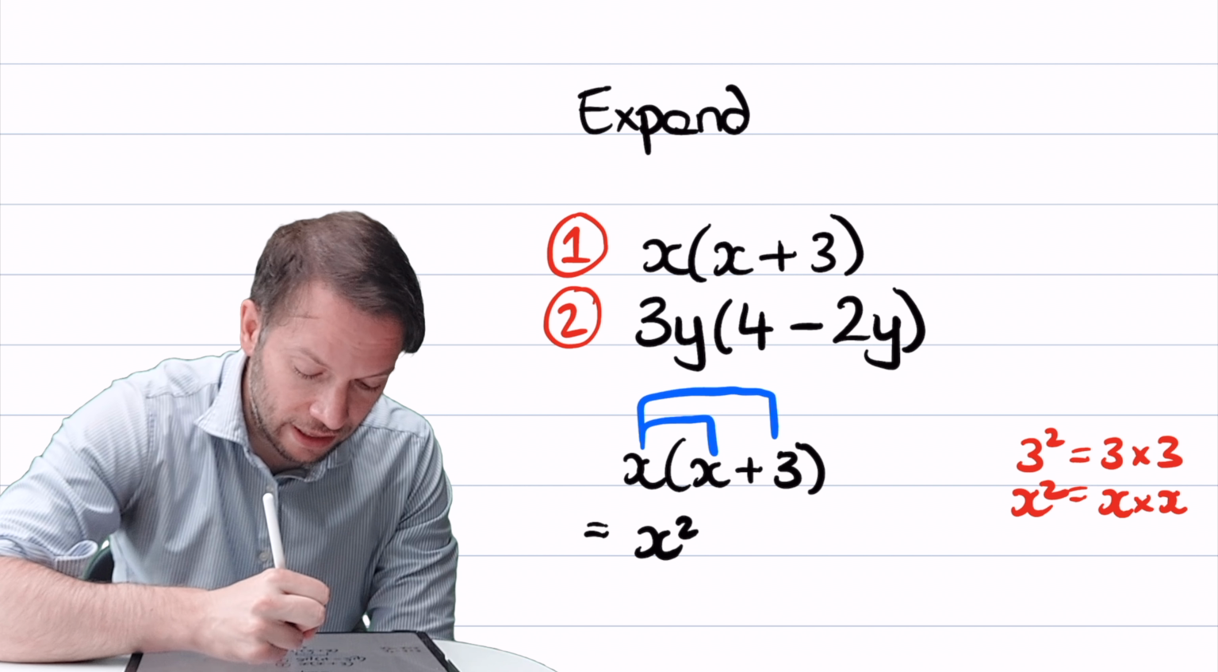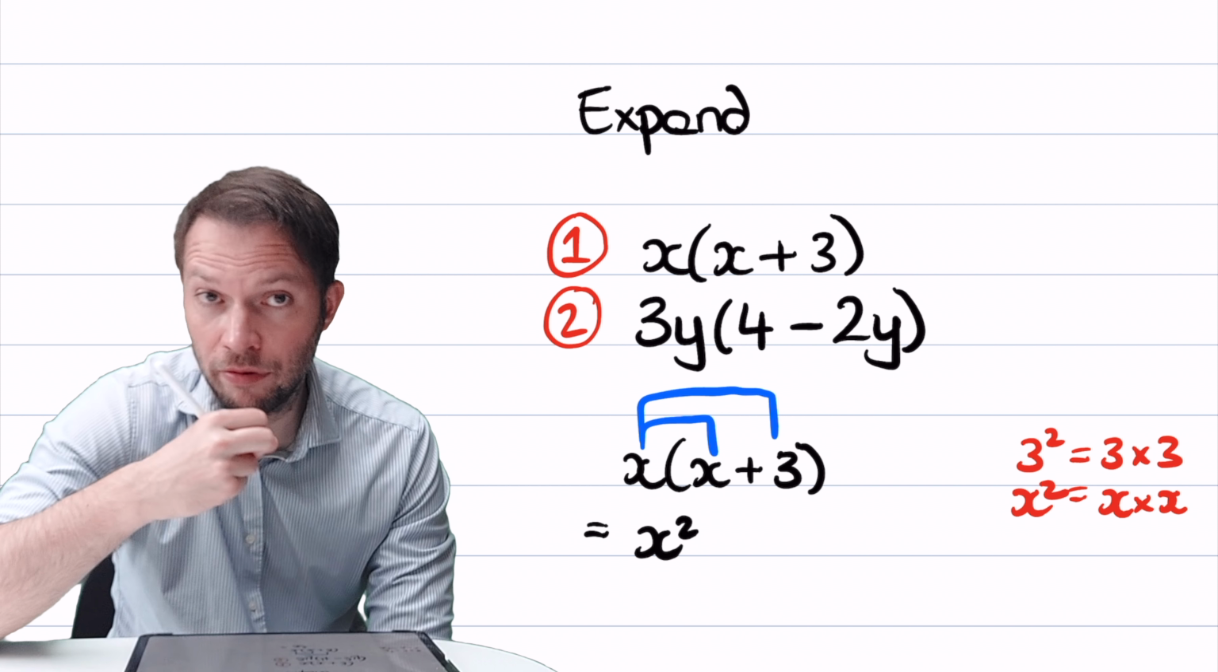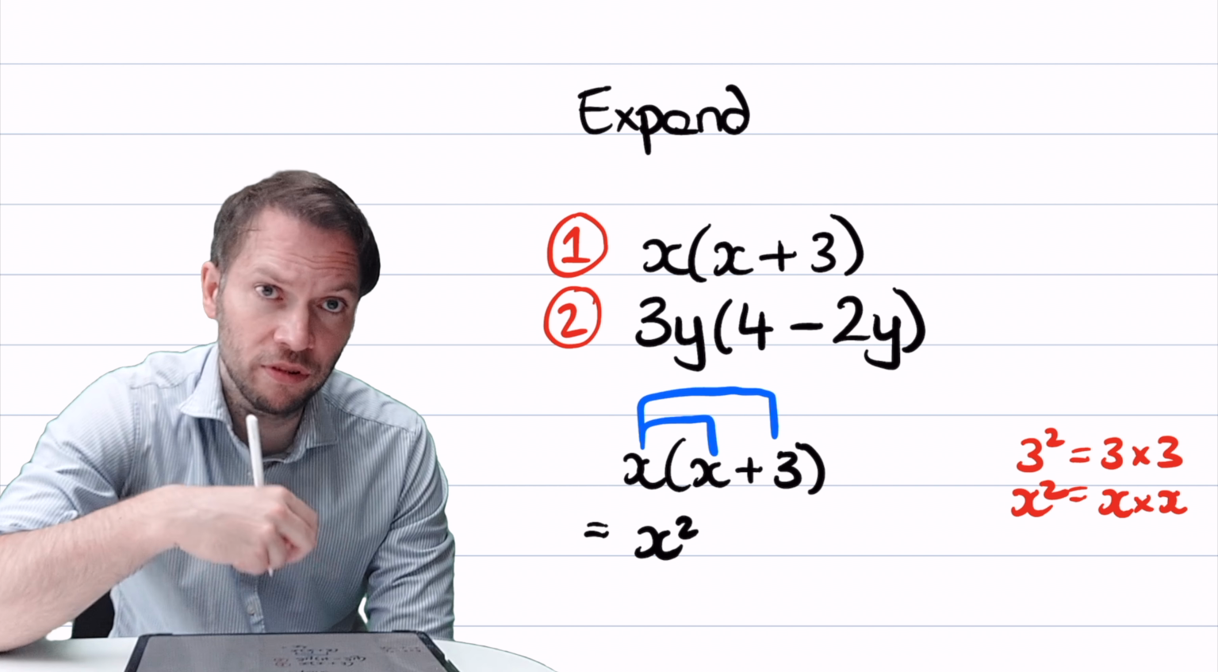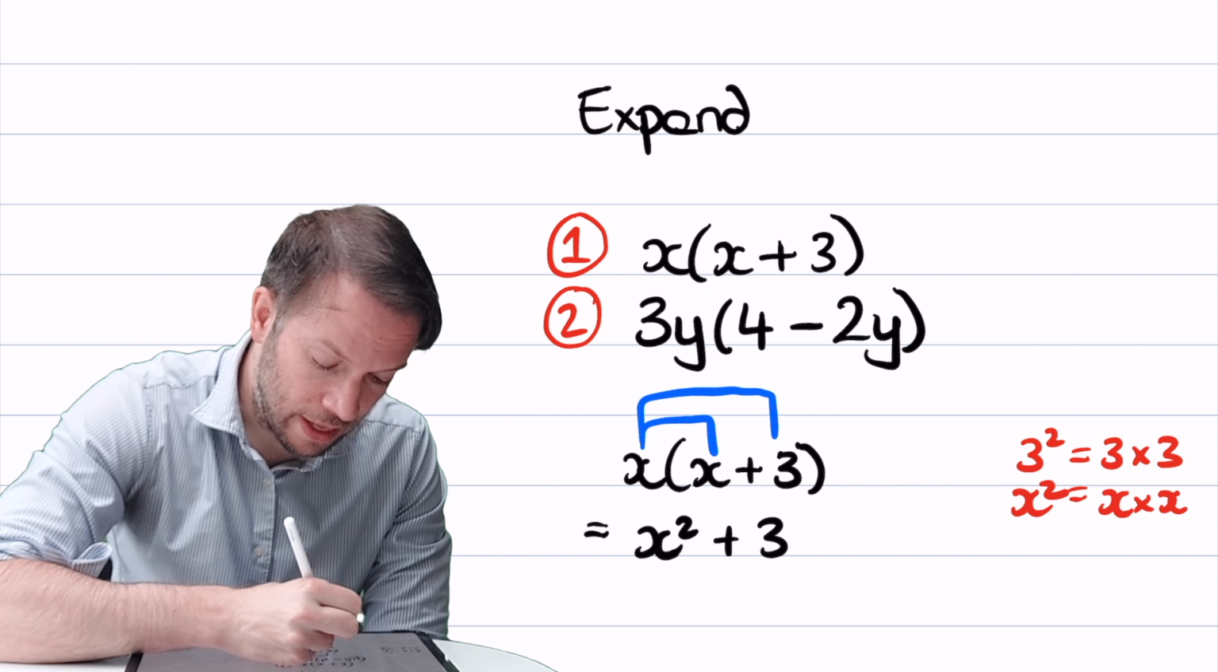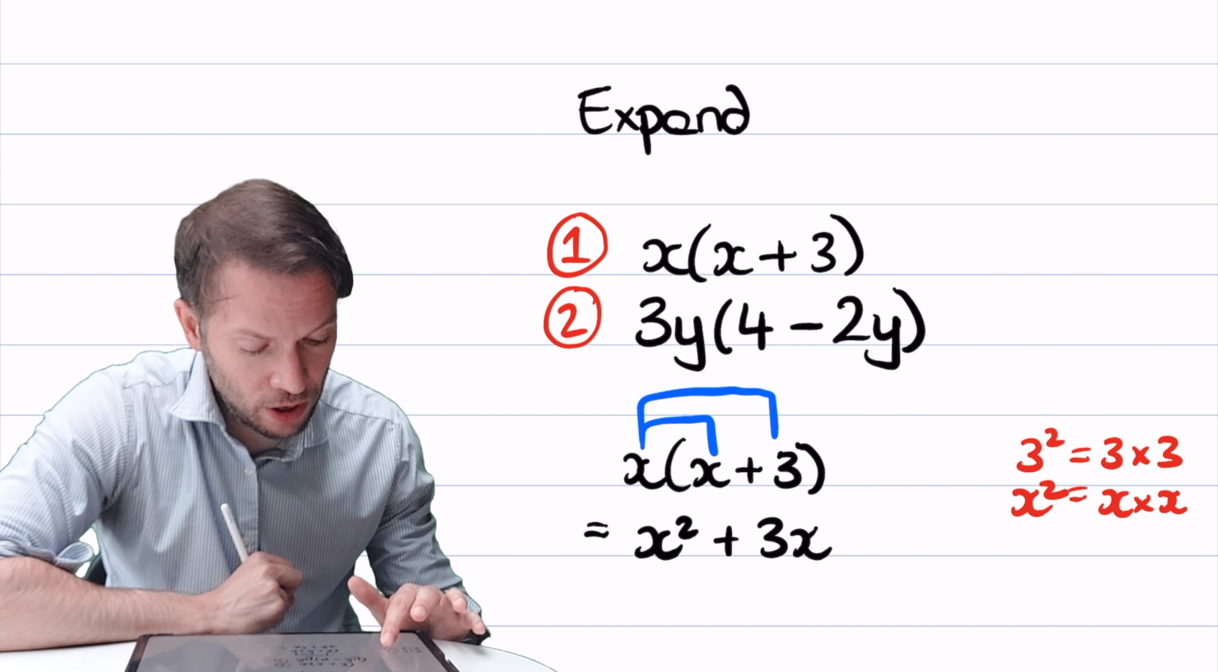And when we do the x times by the 3, we write 3x. Remember, the number comes before the variable, so we say 3x rather than x3. And that is the final answer for the first expression. What about the second one?